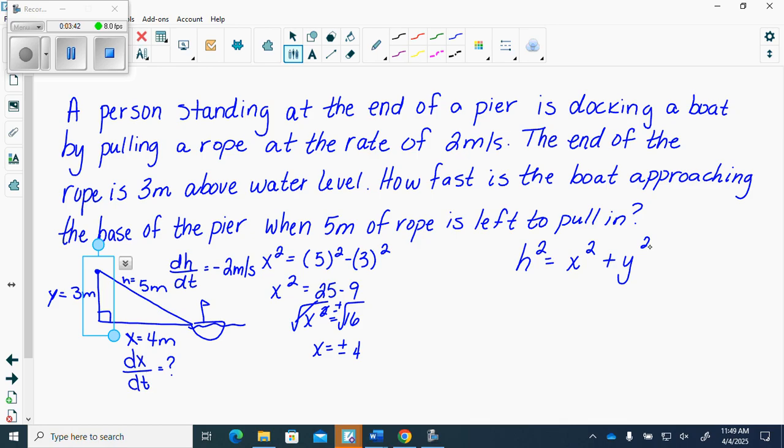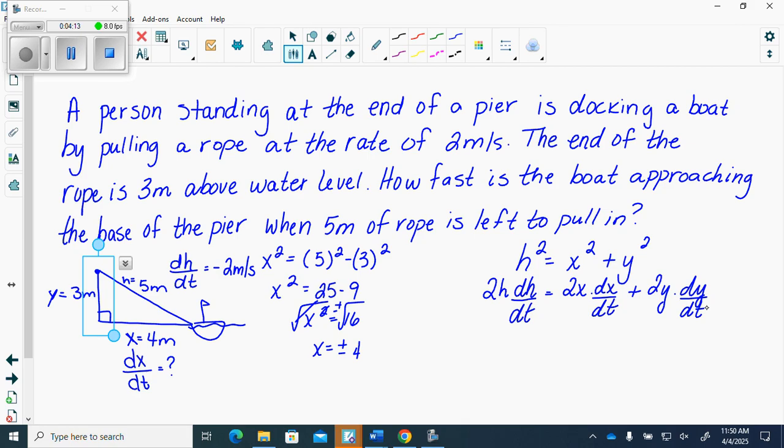So we have to differentiate this. That's not the hard part. It's remembering to put dh dt and dx dt and dy dt behind it, right? So the derivative of h squared, we use power rule, 2h dh over dt equals 2x dx over dt plus 2y dy over dt.